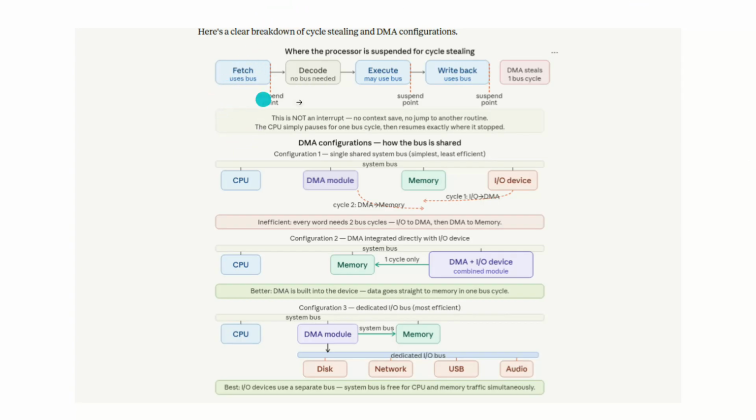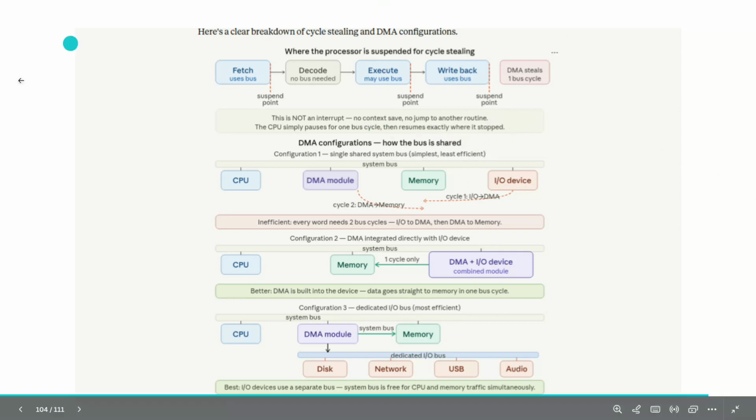We know there is fetch, decode, execute and write back, and the DMA steals one bus cycle. This is not an interrupt, no context switch, no jump, nothing here. The CPU simply pauses for one bus cycle, then resumes. That means when the processor is suspended for cycle stealing, the DMA is stealing one bus cycle. So it can get suspended after fetch, after execution, and after write back there is a suspending point. Just one bus cycle is stolen, and there is no interrupt happening here.